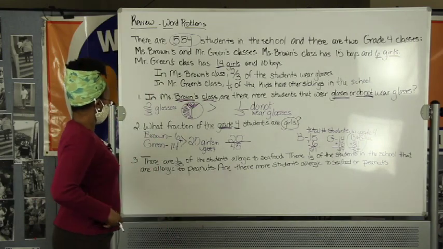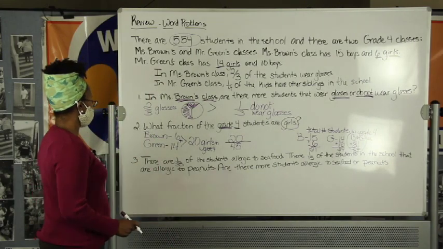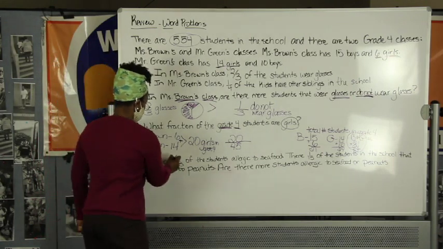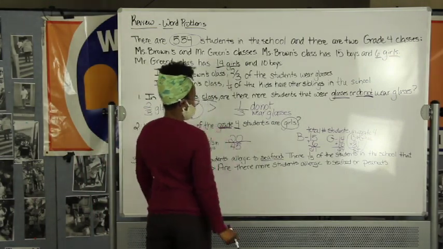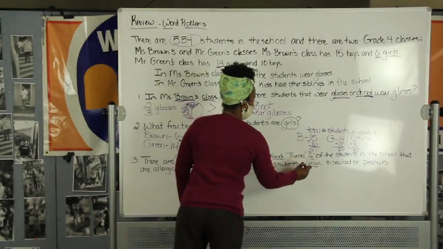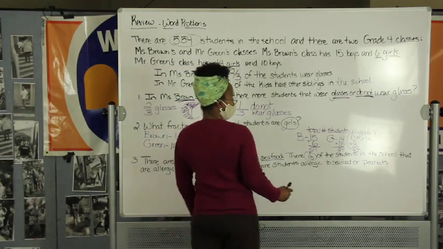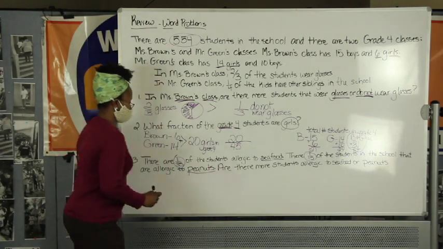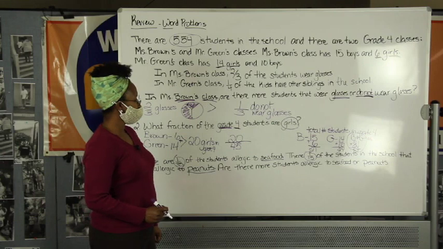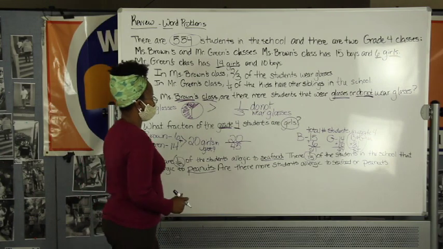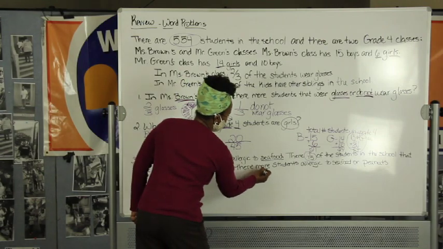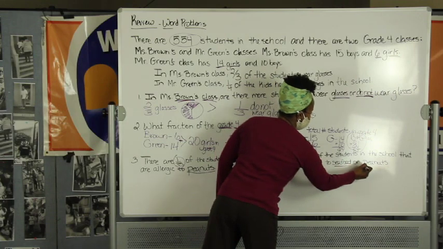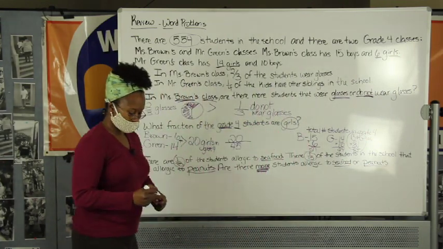Last question. There are 1 over 35 of the students allergic to seafood. And there are 1 over 15 of the students in the school that are allergic to peanuts. Are there more students allergic to seafood or peanuts? So we need to know which one is more. Students allergic to seafood or peanuts? All right.